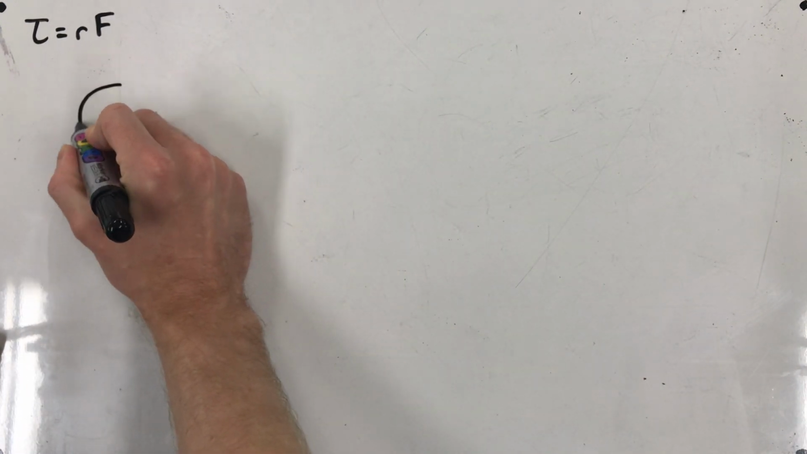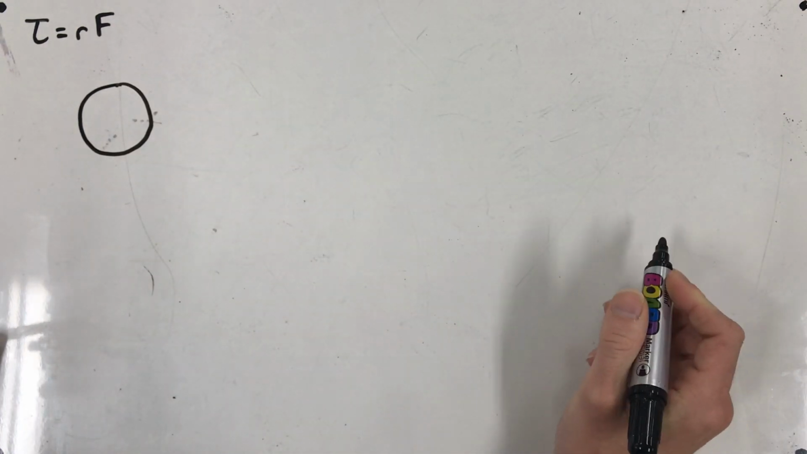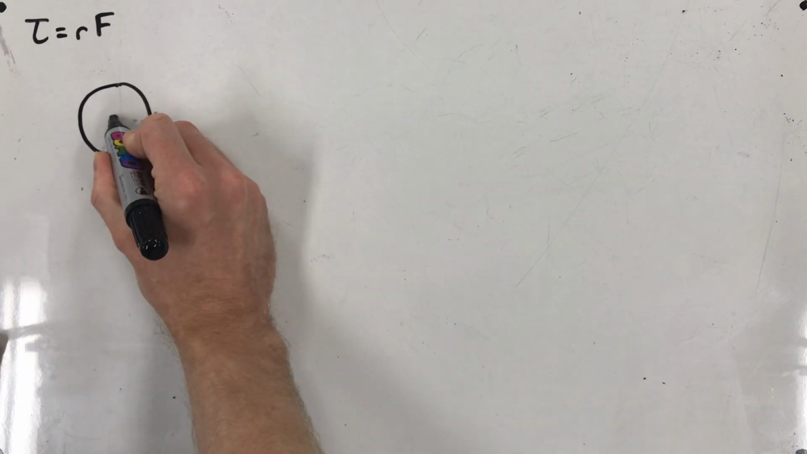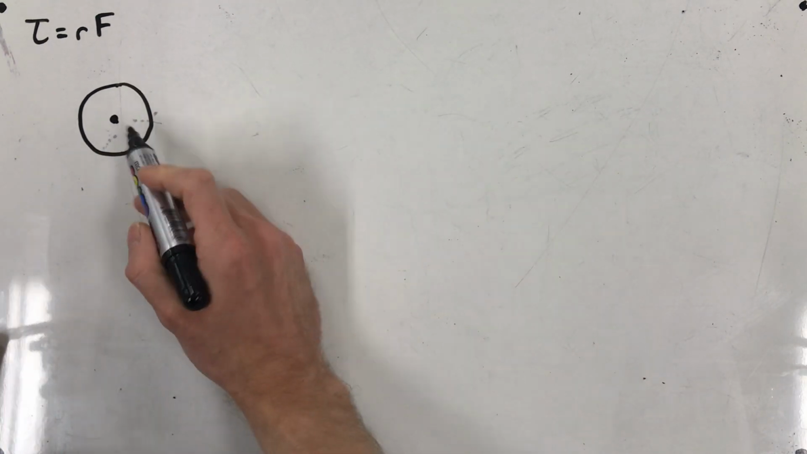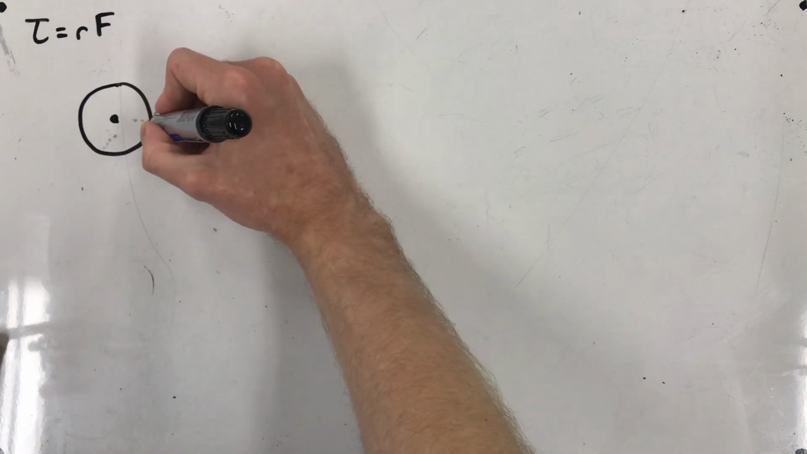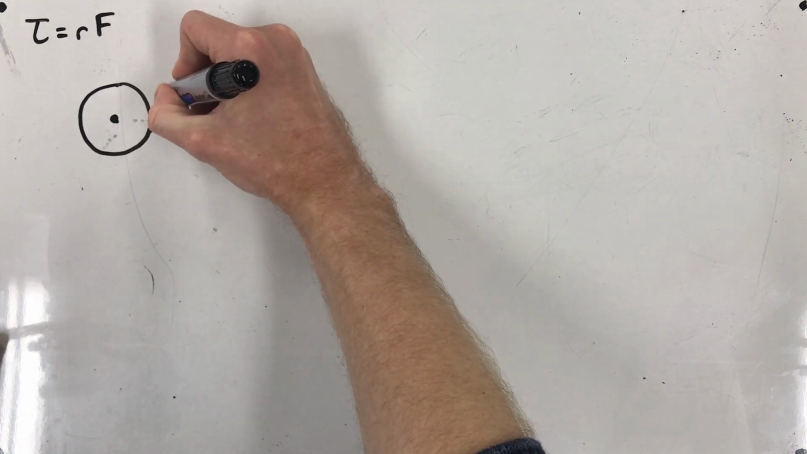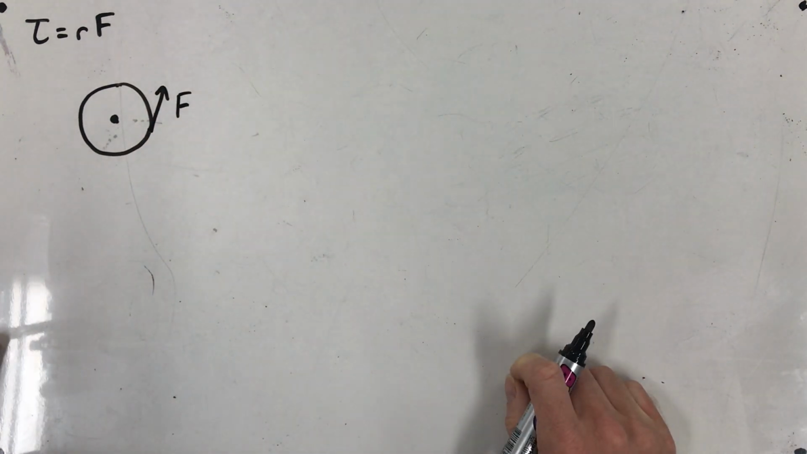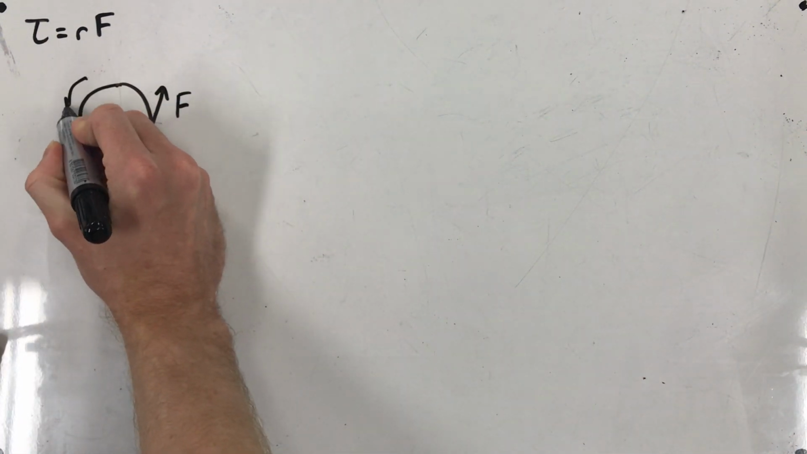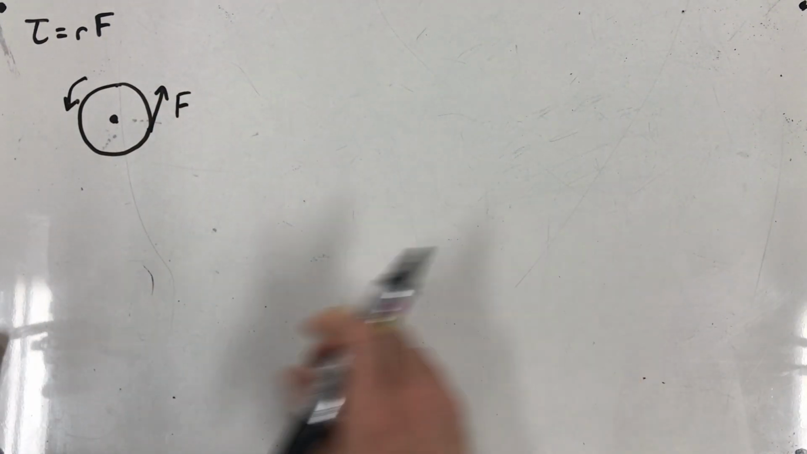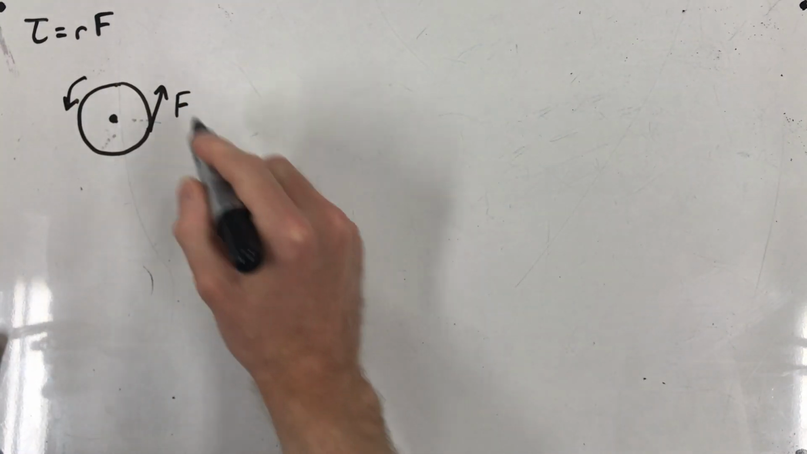So let's say we have some object. I'm just going to take a wheel. Let's say it's fixed, so it has to rotate about this point. You could imagine a bicycle wheel or something, and this is the axle. And let's say we push on it right here. Well, if we push there, this thing is going to want to rotate in the counterclockwise direction, right? It's going to want to rotate this way.